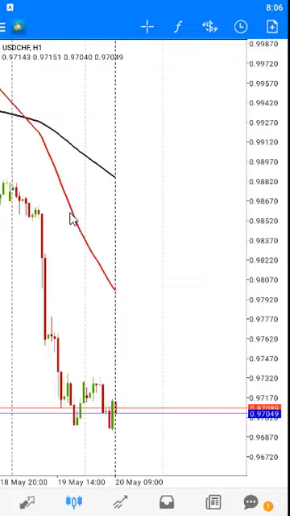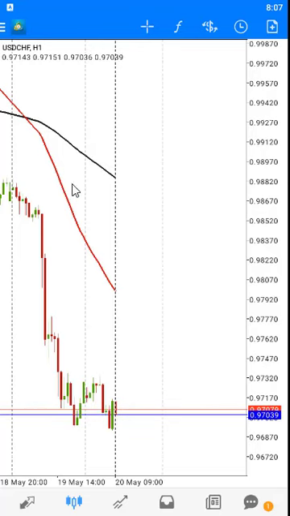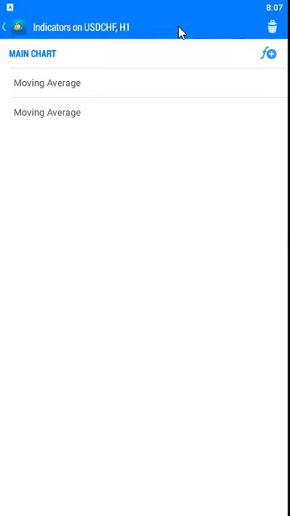So the second one has been added. As you can see, this black one is the 200 period moving average, right? This red one is the 50 period moving average. So that's the second one. We're going to add the third one. To add the third one, this is what you do. You click on the F again, which is now a routine. Okay, very simple. So you click on the F again.